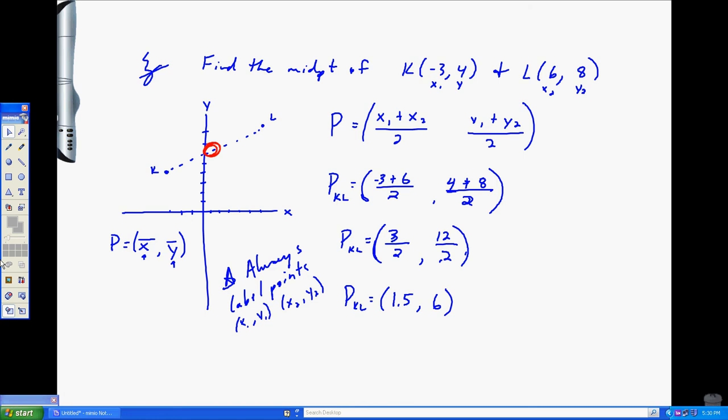Now, look back at our picture. Were we pretty close with our circle that we drew here? Let's see. If we went over to 1.5 on the x, right there, and we drew up all the way up to 6, there's our point. Is that in our circle? Well, sure it is. We're pretty darn close with our estimate on our picture.